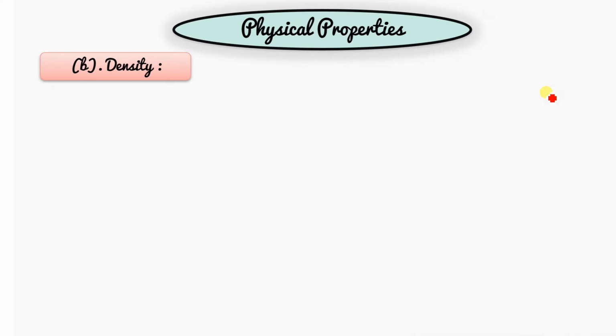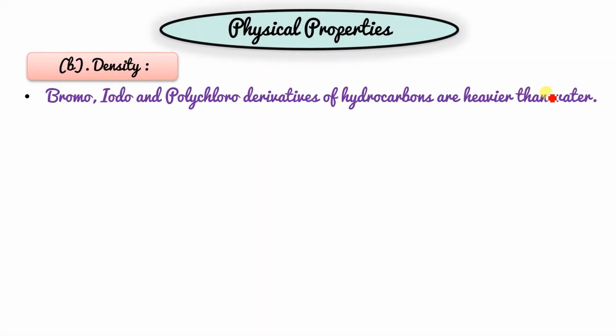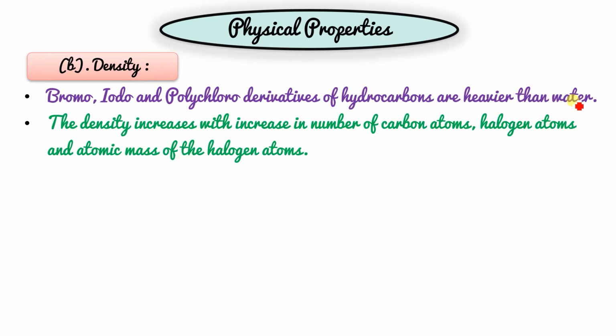Okay, next property, density. Bromo, iodo, and polychloro derivatives of hydrocarbons are heavier than water. That means they sink in water. The density increases with increase in number of carbon atoms. As the number of carbons increases, obviously mass increases, and density increases, and also the volume of halogen atoms and the atomic mass of the hydrogen atom.